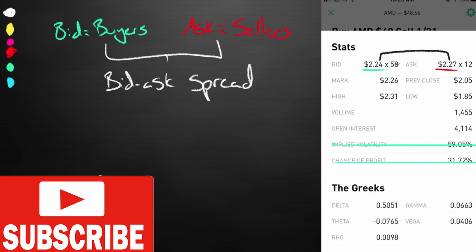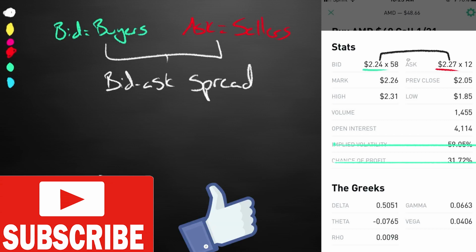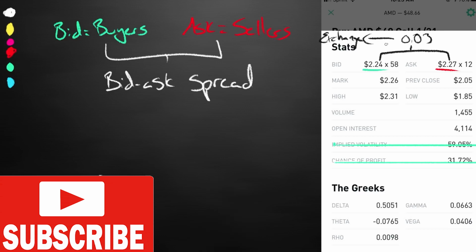So if I want to buy this option immediately, I have to buy at the ask price because that's where people are selling at. That means I'm buying for $2.27. And that bid-ask spread, that 3 cents, goes to the exchange. The people who are meeting these buyers and sellers together get the bid-ask spread as compensation for uniting those two parties. So that goes to the exchange.